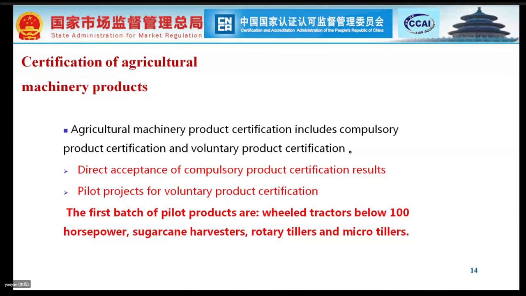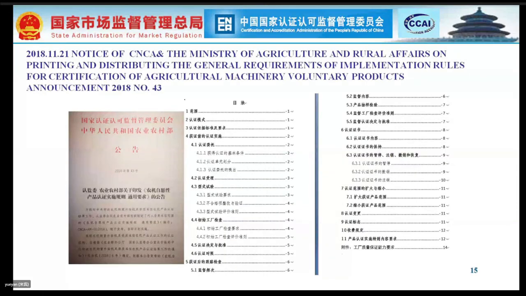The first batch carried out pilot projects for voluntary product certification. The first batch of pilot products are tractors below 100 horsepower, sugarcane harvesters, rotary tillers, and micro tillers. Mainly based on the notice of CNCA and the Ministry of Agriculture and Rural Affairs on printing and distributing the general requirements of implementation rules of certification and agricultural machinery voluntary products announcement issued in 2018. This picture is the notice.